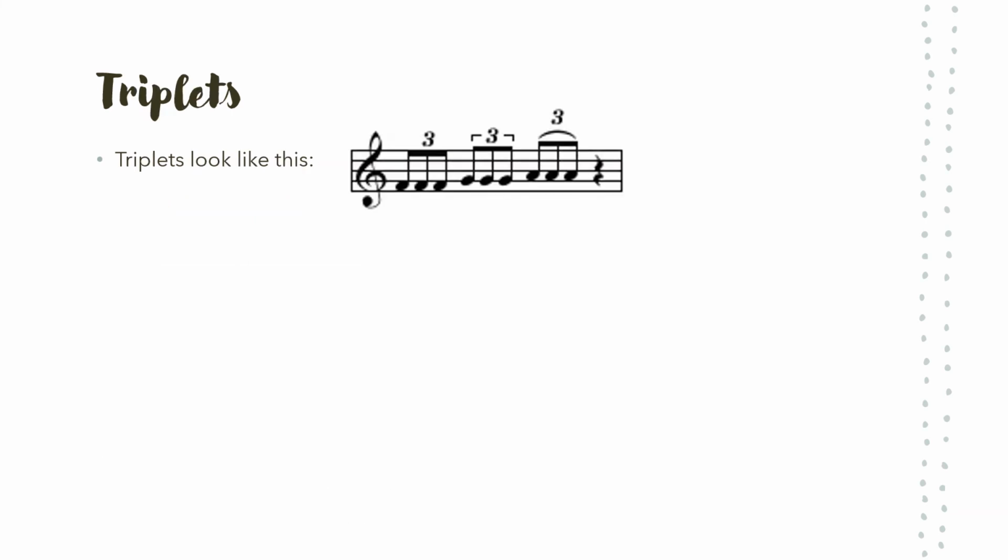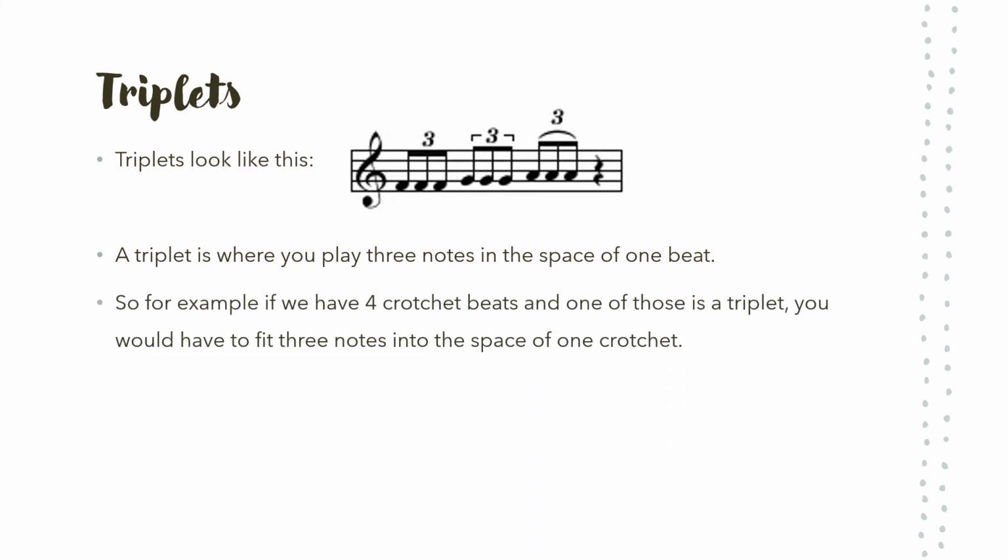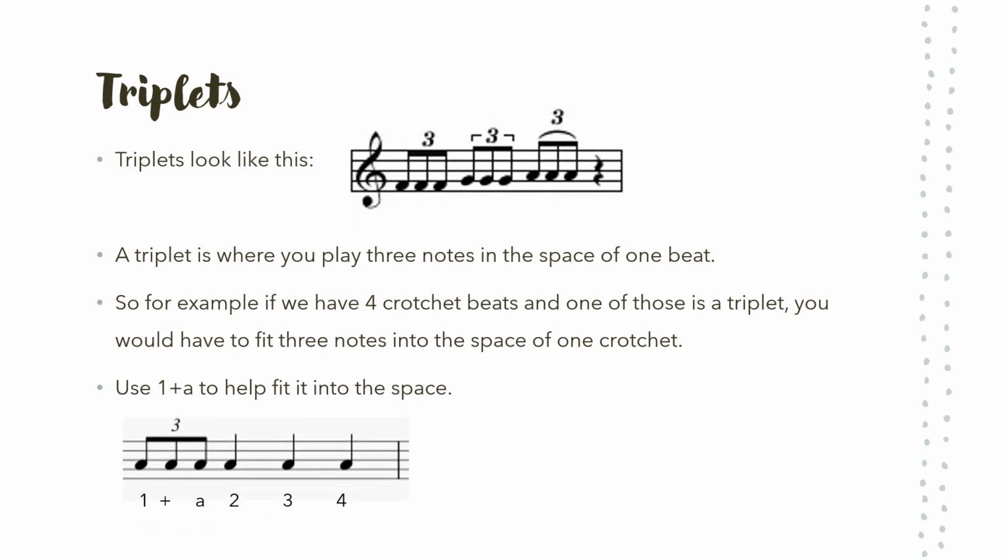Another rhythm you might see is a triplet. Triplets add a bounce to the rhythm. They're quite cool. It's basically where you try and fit 3 notes into the space of 1 beat. So if we had a bar of 4 crotchet beats and one of those is a triplet, you would fit 3 notes into the space of 1 crotchet, and we can use "one-under" to help us fit the notes into the space. So here's an example.